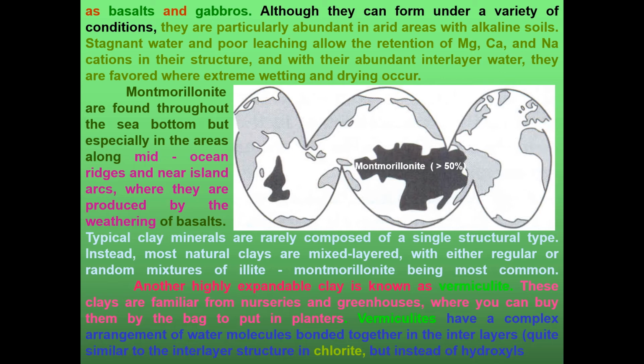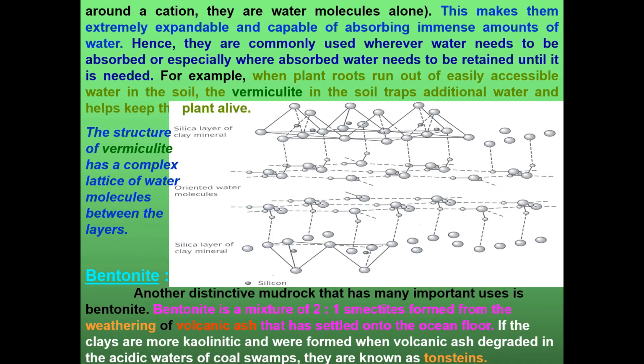Another highly expandable clay is known as vermiculite. These clays are familiar from nurseries and greenhouses, where you can buy them by the bag to put in planters. Vermiculites have a complex arrangement of water molecules bonded together in the interlayers, quite similar to the interlayer structure in chlorite, but instead of hydroxyls around a cation, they are water molecules alone. This makes them extremely expandable and capable of absorbing immense amounts of water.